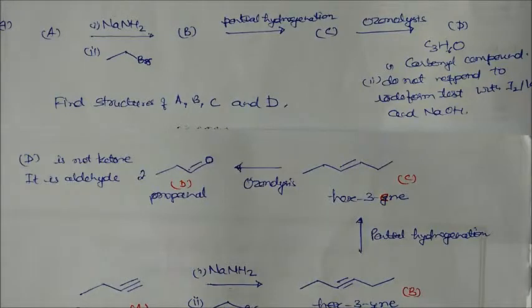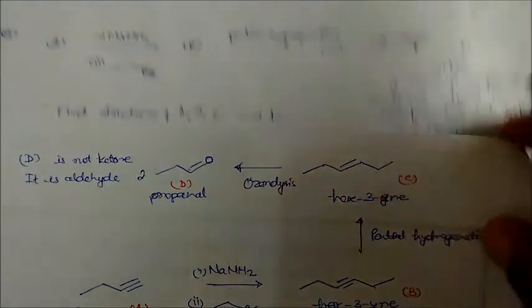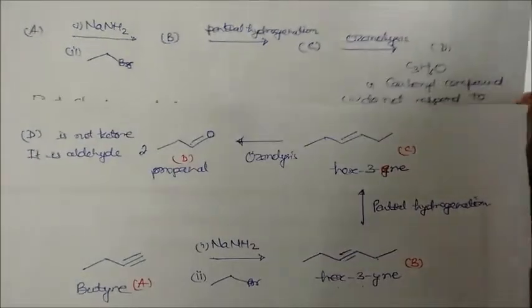So our product A is this one, B this one, C this one, and D is this one. So these are the different structures of this compound.